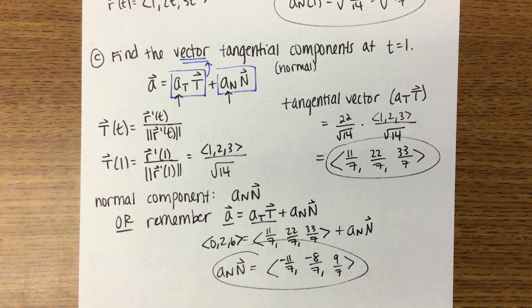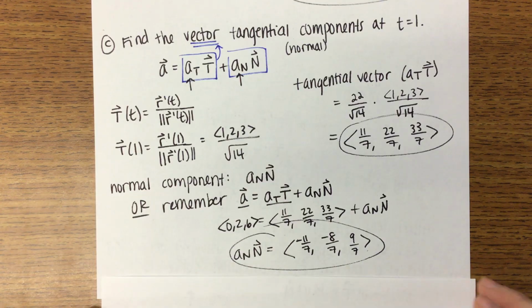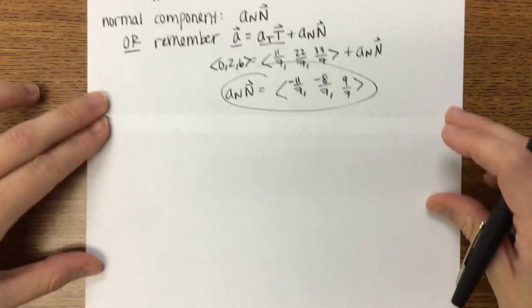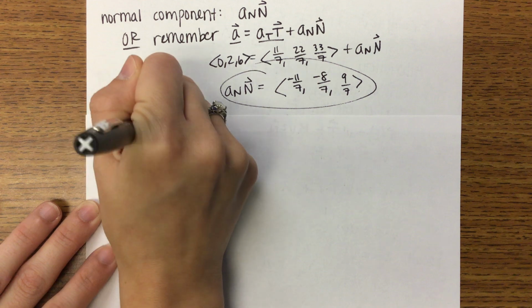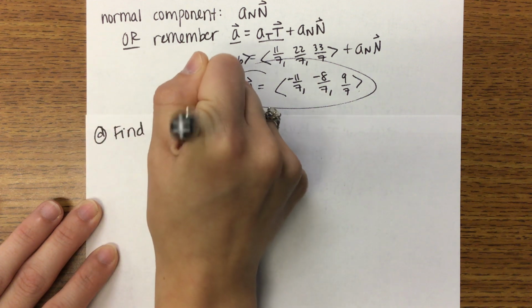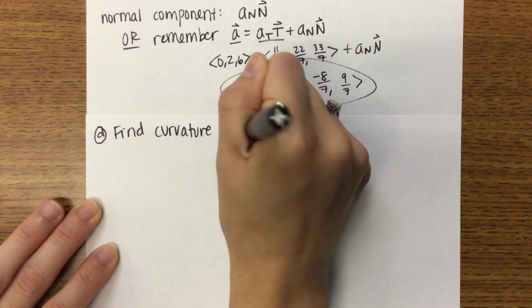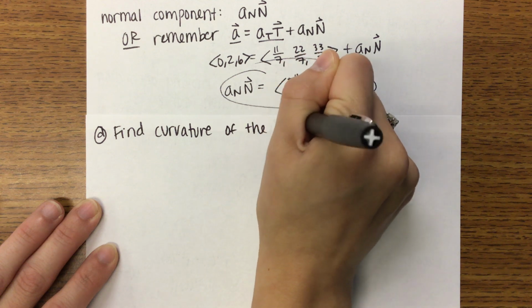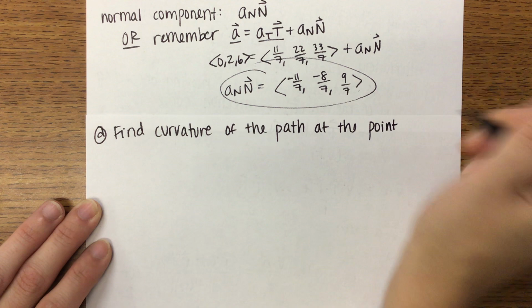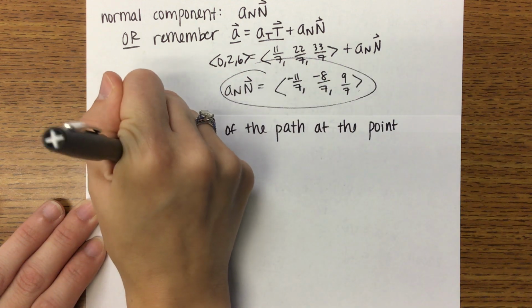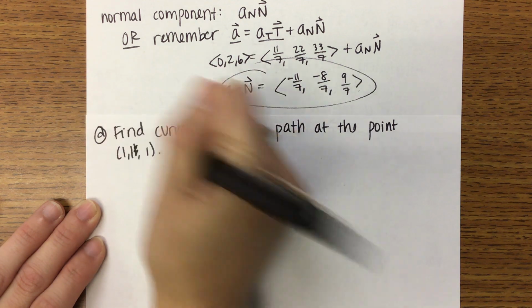Okay. One more problem. We're not going to go through all of this one. We're just going to talk about it. It goes along with the problem we've been doing. What I could then have you do is find the curvature of the path at the point 1, 1, 1.